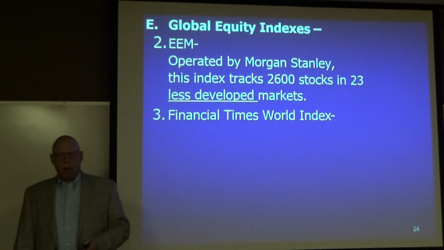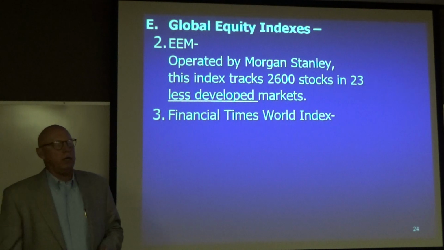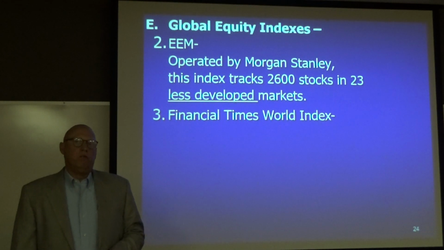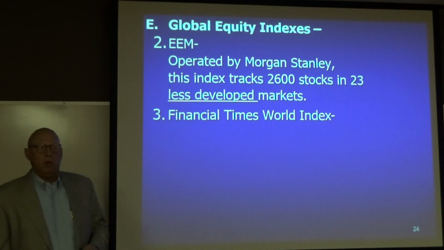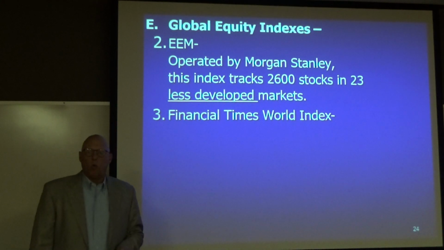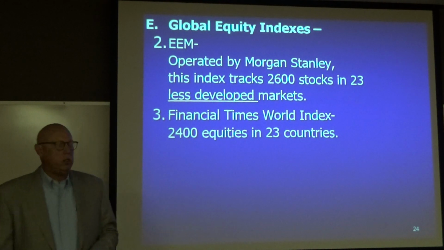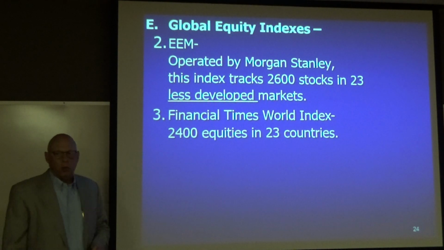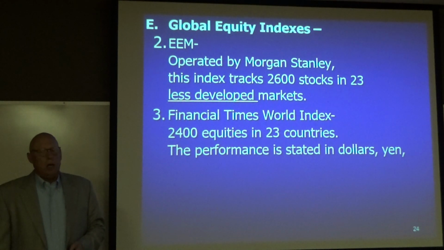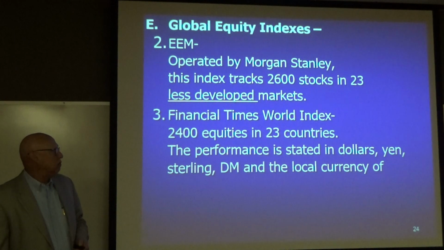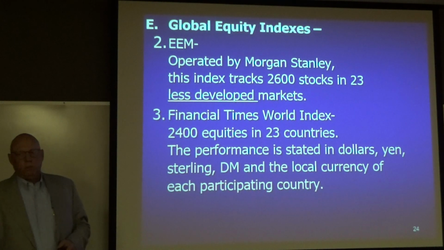Okay. Then we have the Financial Times World Index. The Financial Times is a London-based financial newspaper. It's the UK equivalent of our Wall Street Journal. Okay, and so they cover 2,400 equities in 23 countries. So it's an international index. And performance is stated in various exchange rates, various currencies.